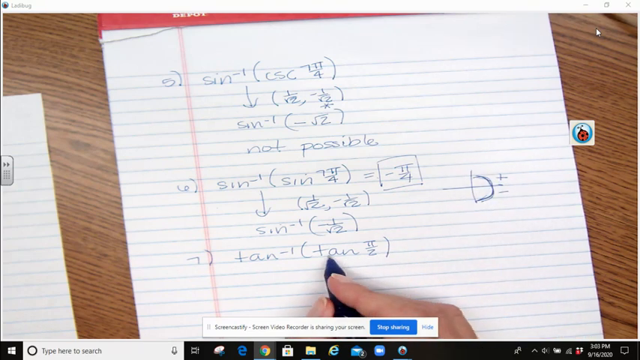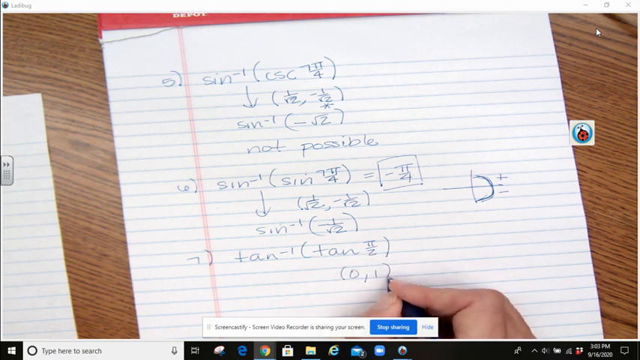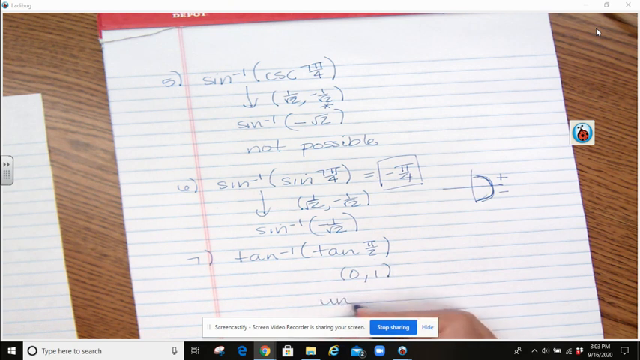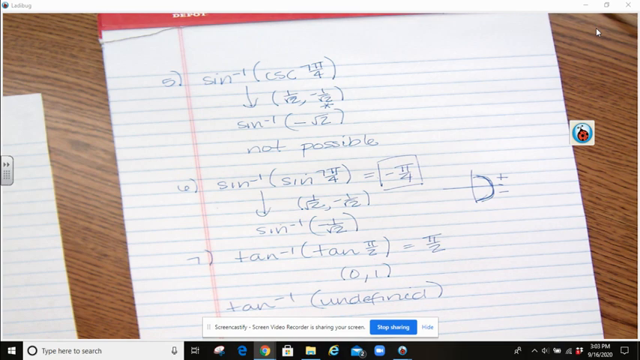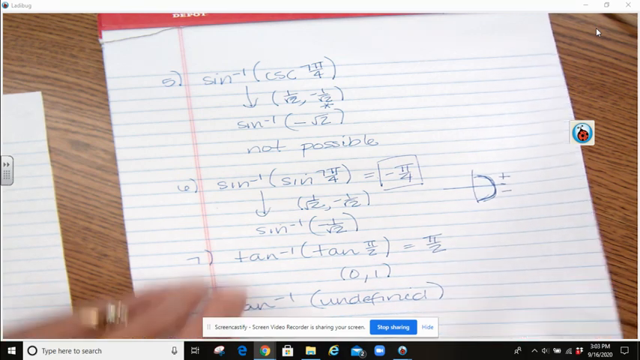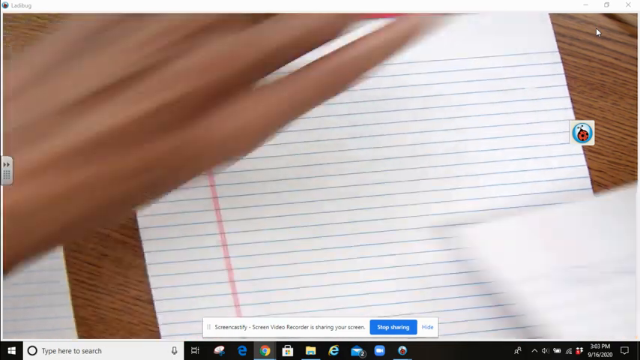But let's look at the tangent of pi over 2. The ordered pair is 0, 1, and the tangent of that is undefined. And so we need to have the angle that gives us a tangent value of undefined. So we should be able to say pi over 2. Okay, let's keep going. A couple more examples.